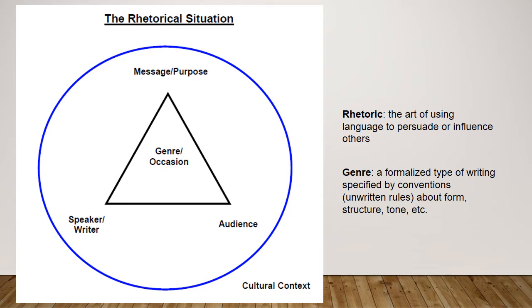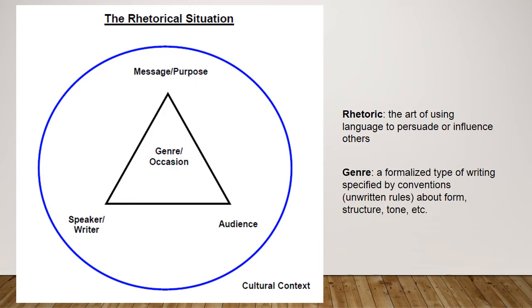First, we want to talk about the rhetorical situation. Every writing and speaking experience has a rhetorical situation. This is just a general model. At the top, you see the message and the purpose. At the bottom, you see the speaker or the writer and the audience. In the middle of the triangle is the genre of the writing or the speech, or perhaps you can think of it as the occasion. And then you can see on the outside of the circle is the cultural context.